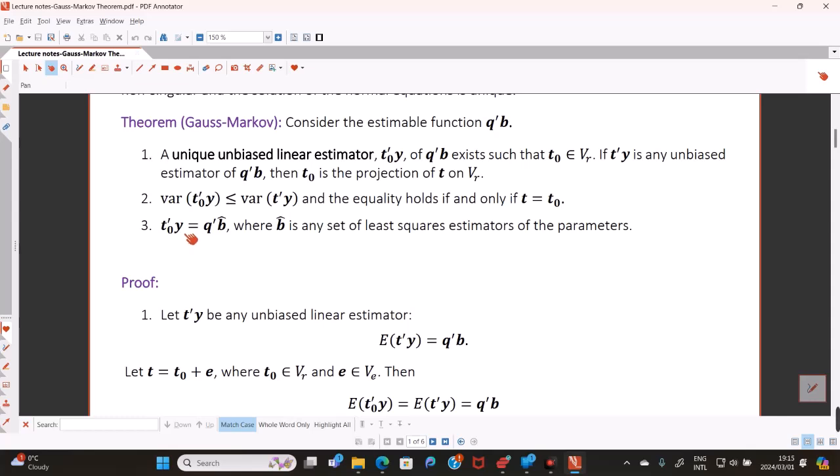The t naught prime y is actually q prime b hat, where b hat is any set of least squares estimators of the parameters. So if we have the least squares estimators of the parameters, then you can find this linear function of observations. And so q prime b hat is an unbiased estimator of q prime b, which has the smallest variance among all other linear functions of observations. This is very important, and you see how least squares estimators are important now. Let's look at the proof and see how it works here.